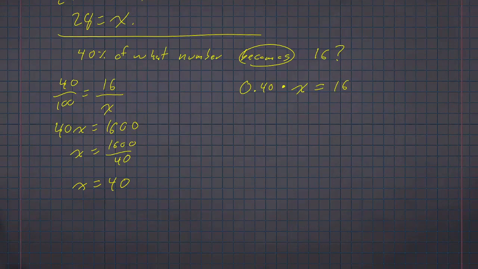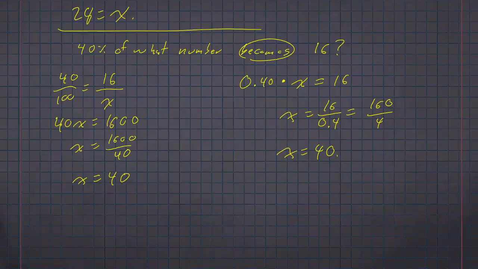In the percent equation camp, you get 16 divided by 0.4, which is the same thing as 160 divided by 4. And you get that x is 40. The one place where the proportion notation can tend to be a little bit easier to deal with is when the unknown is the percent.